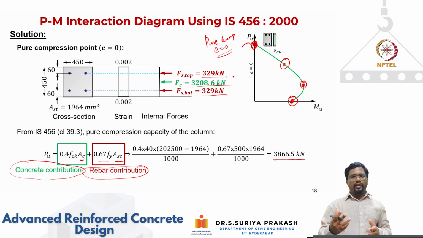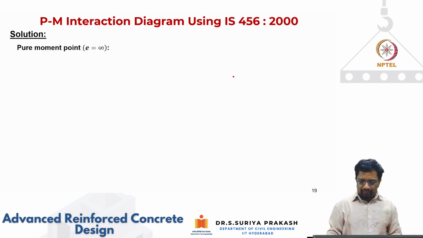And we have seen in the axial behavior that in pure compression, concrete is a major load contributor. Steel is going to give you some load resistance, but it's not going to be very high. So you can see here, out of 3,866, only about 660 is given by steel. The remaining 3,200 is given by concrete alone.